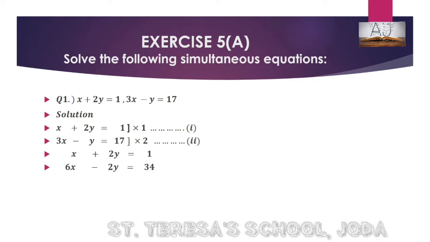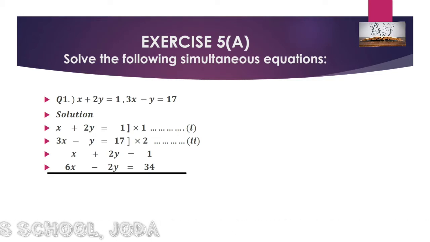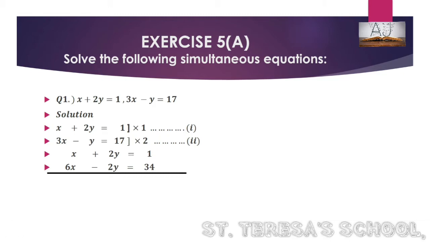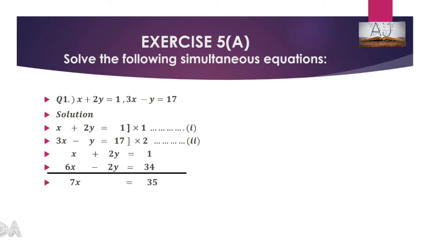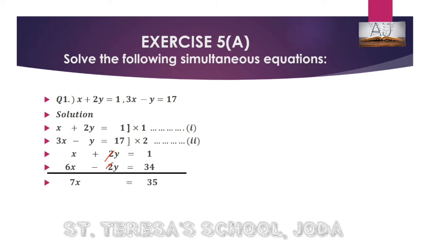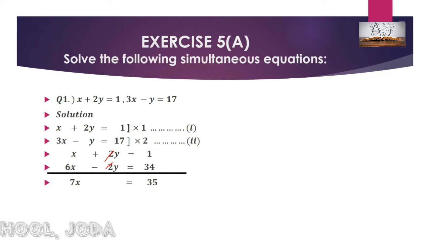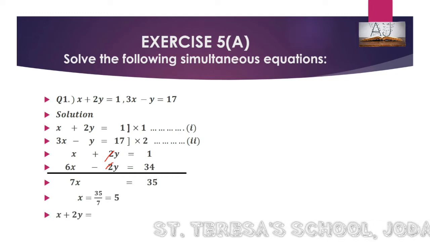Now you can see that we have plus 2y and minus 2y in the two equations. No need of changing the sign, so we can directly add. So plus 2y and minus 2y will get cancelled. So x plus 6x, 7x, equal to 35. So x equal to 35 by 7. So thus we get the value of x.